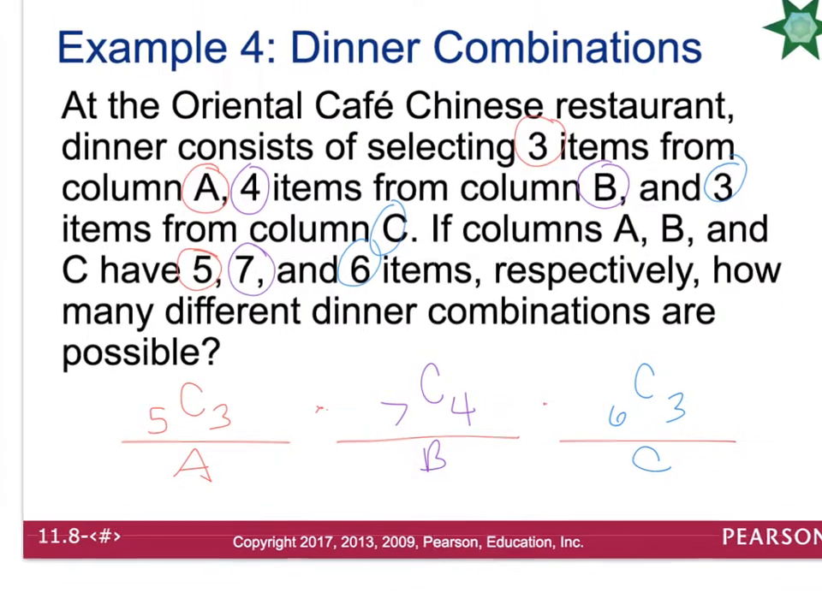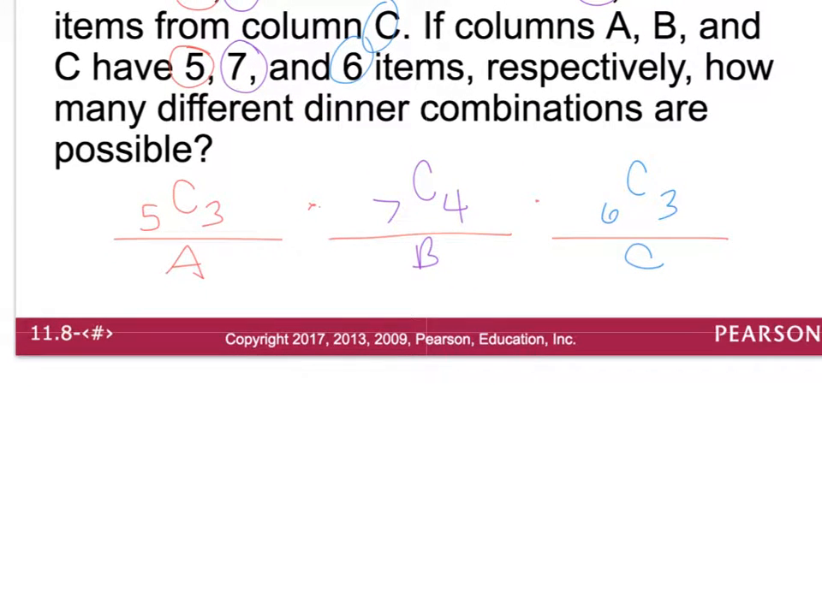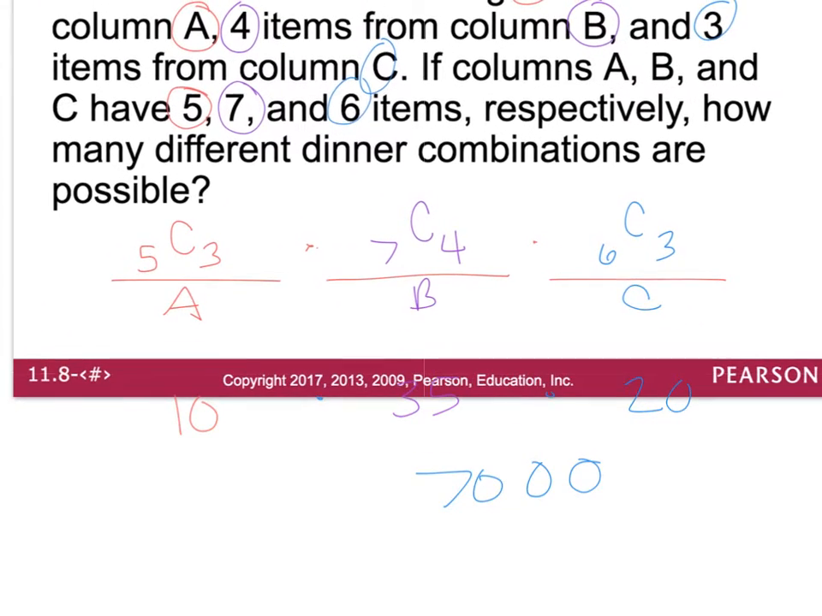So me personally, I would probably find the value of each separately in my calculator. So I'd go to my calculator and I would figure out 5 combination 3. That should give me a value of 10. And then I'd do 7 combination 4, which is going to give me 35. And I'd do 6 combination 3, which is going to give me 20. Then you have to multiply all 3 of these together. 10 times 35 is 350. 350 times 20 is 7,000. So there are 7,000 different ways you can order from this restaurant.